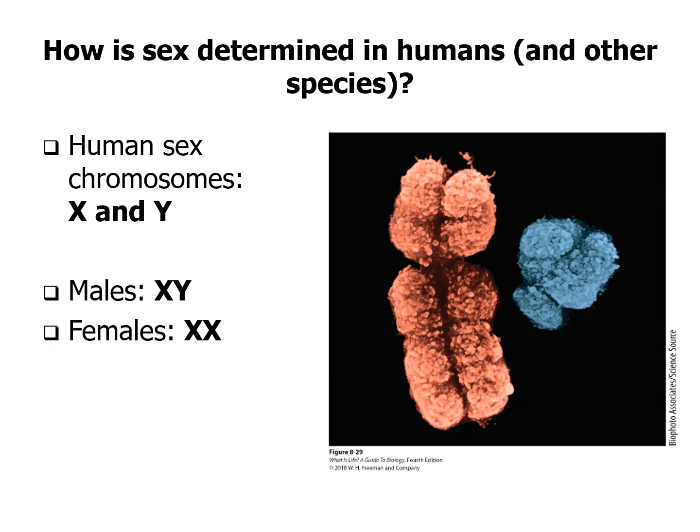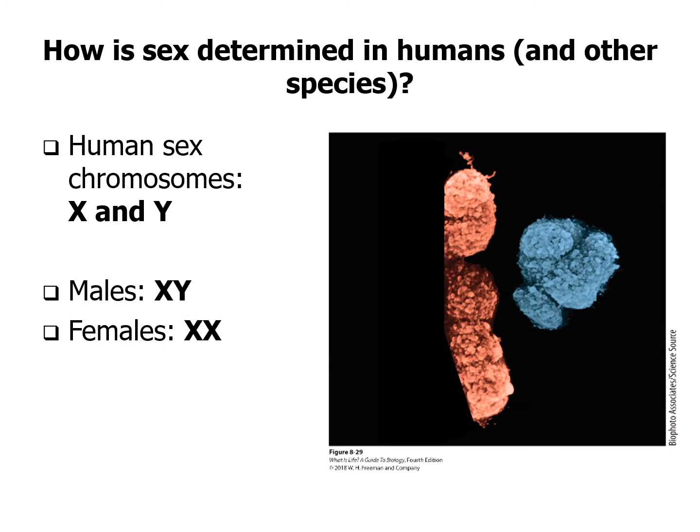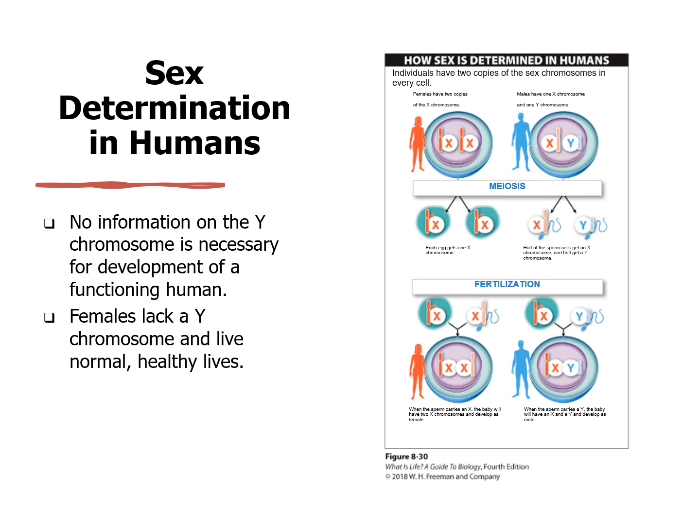So human sex chromosomes are going to be the X and Y chromosome. So everybody's got at least 2, maybe, potentially, hopefully. Males are going to have the combination of XY, and females are going to have XX. So sex is determined in humans based on the sperm cell that the father produces.